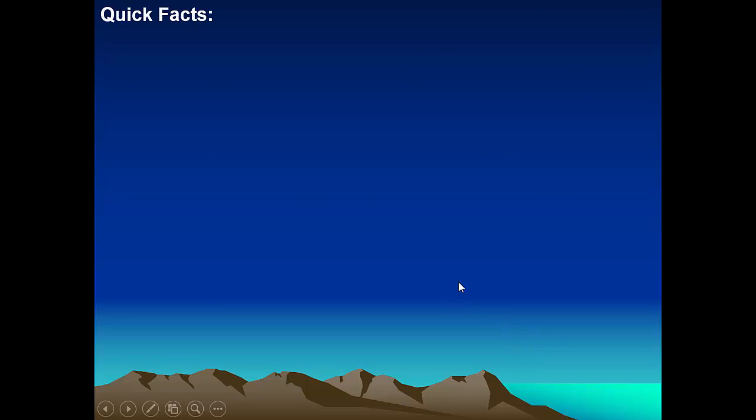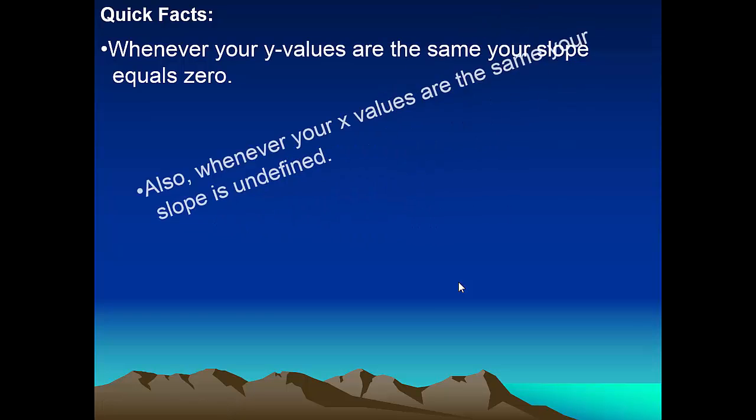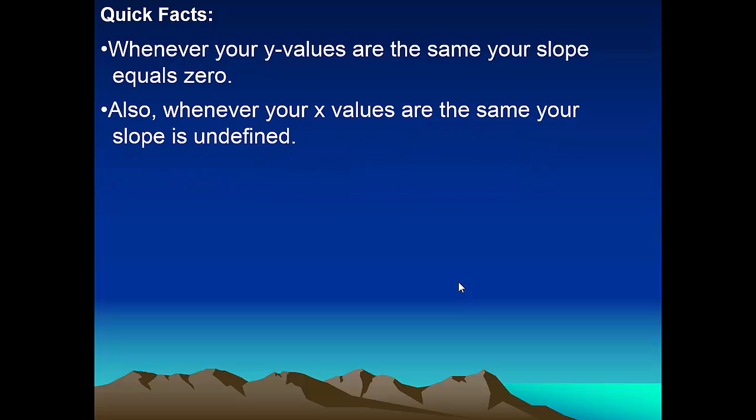We have a few facts here. The first fact: whenever your y values are the same, your slope equals 0. Also, whenever your x values are the same, your slope is undefined. So let's take a look at that.